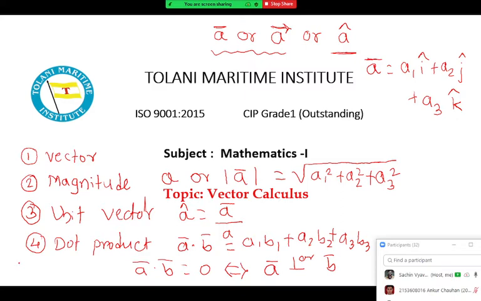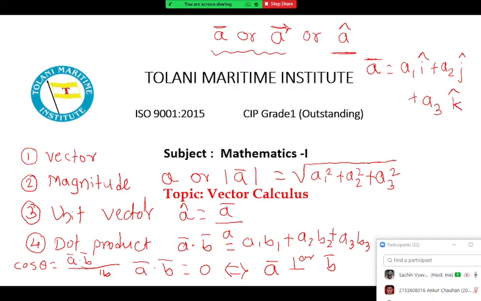We use the formula cos theta is equal to a bar dot b bar upon magnitude of a into magnitude of b. Okay, I cannot write it there. So a bar dot b bar upon mod a bar mod b bar. So that is the cos theta formula.